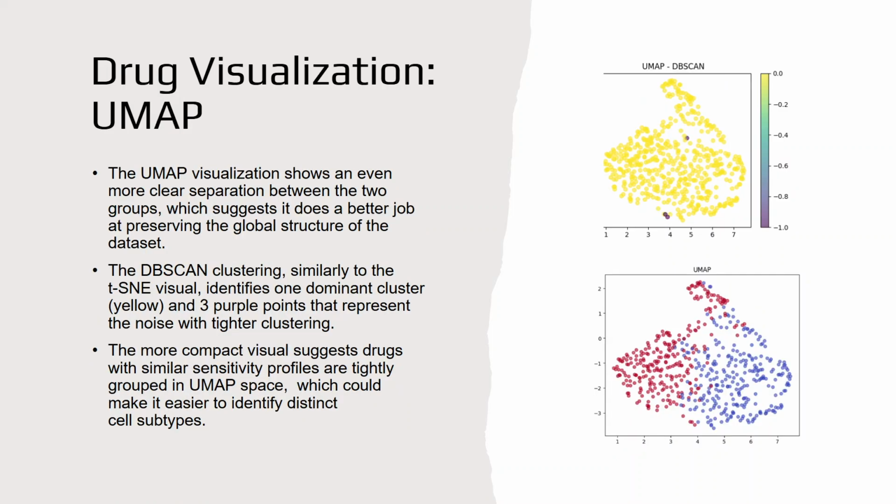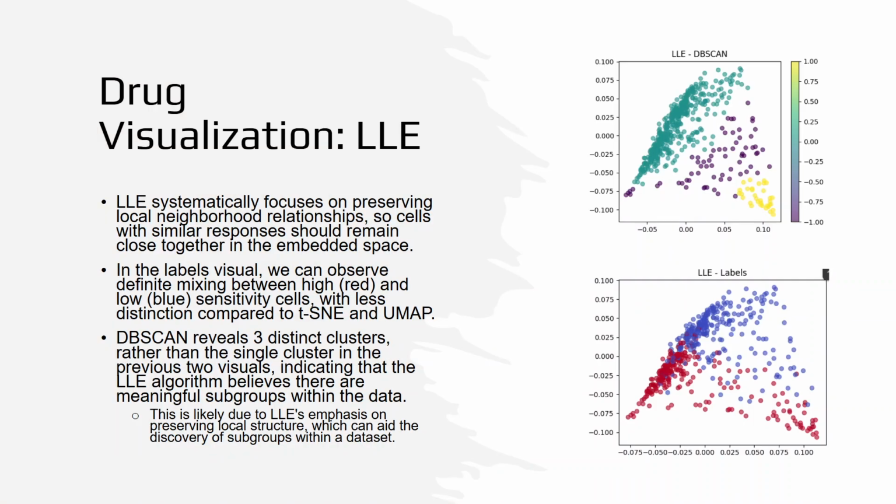In our UMAP, it's almost the exact same story as our t-SNE. We can see even smaller amounts of noise, which again probably means that these are similar to the ones in the t-SNE that share a unique drug response profile.